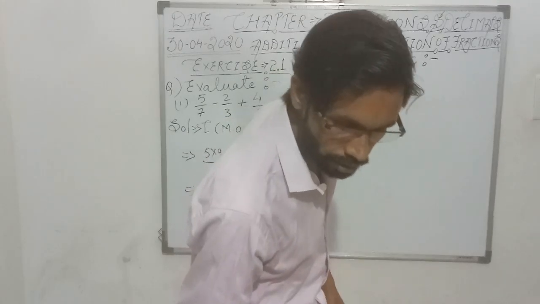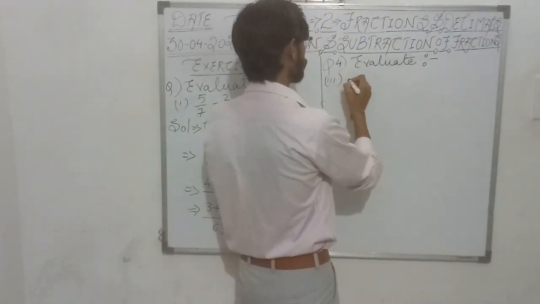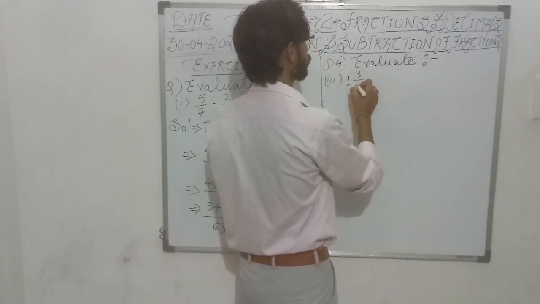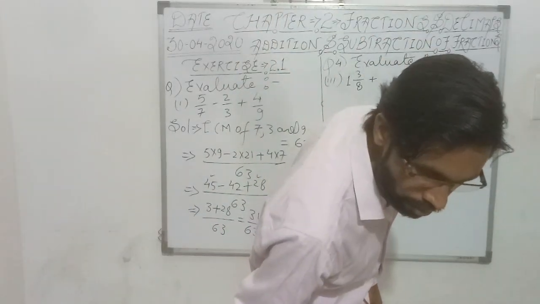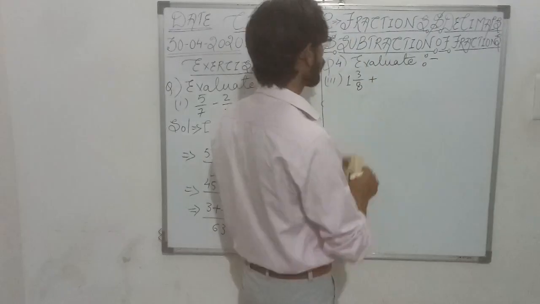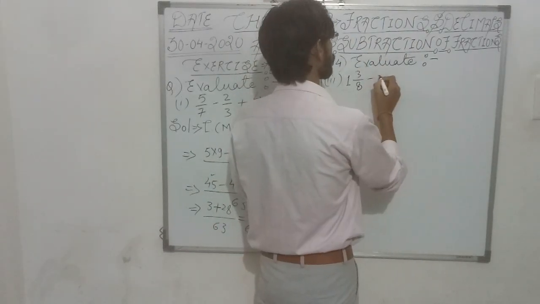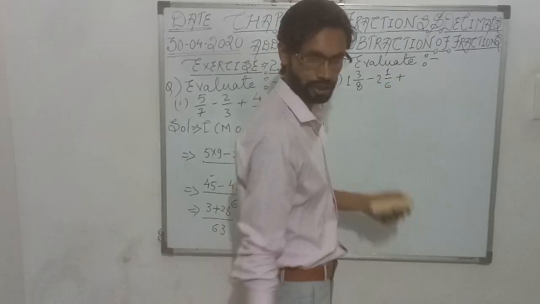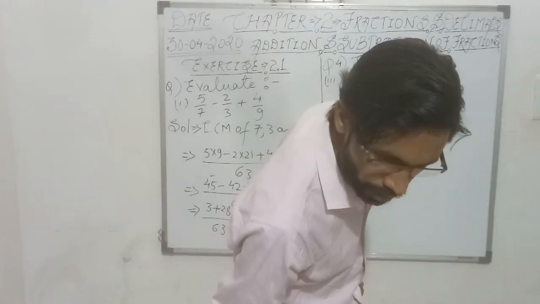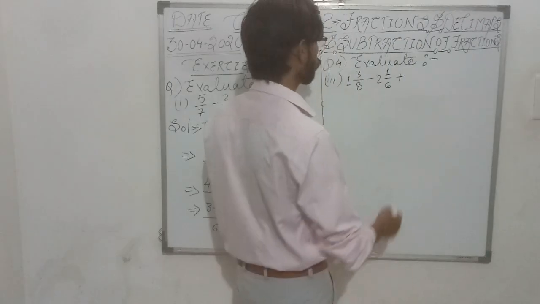Okay, so what is the question? That is 1 right 3 by 8 minus 2 right 1 by 6 plus 3 right 2 by 5.